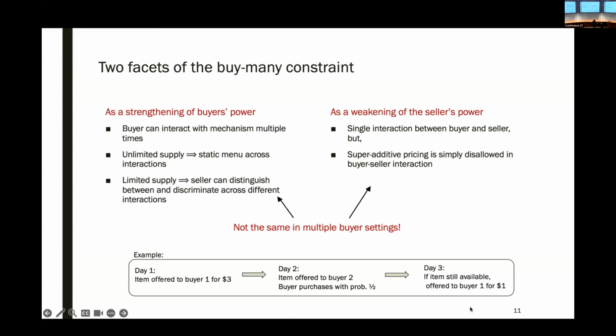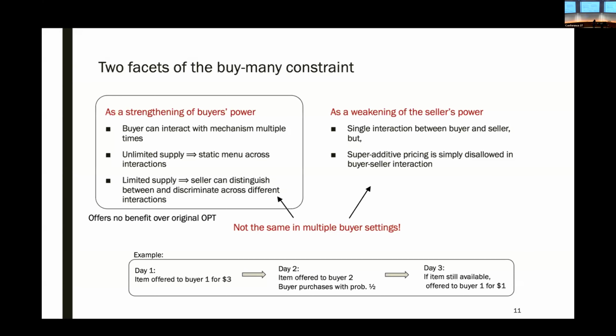Effectively, if we think about this mechanism in terms of the menu that's offered to the first buyer, this is a menu that sells the item with certainty at $3 and sells a lottery ticket with 1/2 probability of getting the item at $1. This is not a buy-many menu. It doesn't satisfy the sub-additivity property. And so here, the seller is using this threat of allocating the item to the second buyer as a means to implement a non-sub-additive pricing for buyer one.